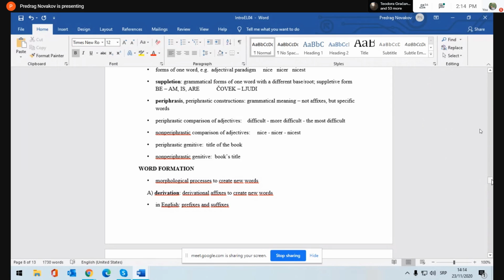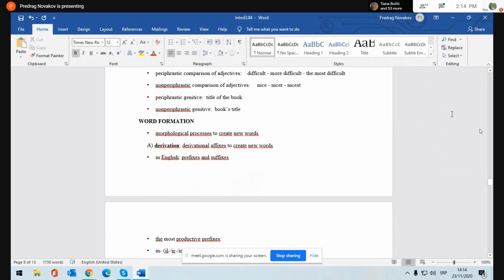Okay, a couple more examples. So we have non-periphrastic comparison of adjectives: nice, nicer, nicest. I already mentioned it. We can also have a periphrastic genitive: title of the book. This is periphrastic because we use the preposition of to show the genitive. We did not use the suffix s like in the second case, which is non-periphrastic: book's title. So simply, in periphrastic you use different words to express a grammatical relation; in non-periphrastic, you use a suffix.